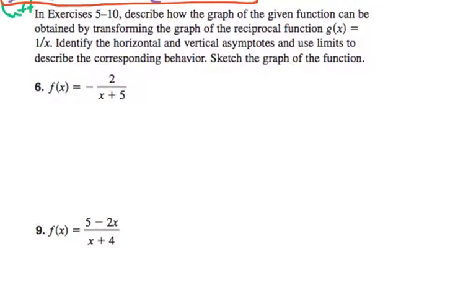Okay, so in the next ones we want to describe how the graph of the given function can be obtained by transforming the graph of the reciprocal function, or that parent function. And we need to identify the horizontal and vertical asymptotes and use limits to describe the corresponding behavior.